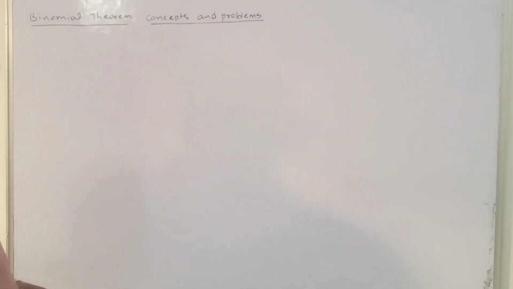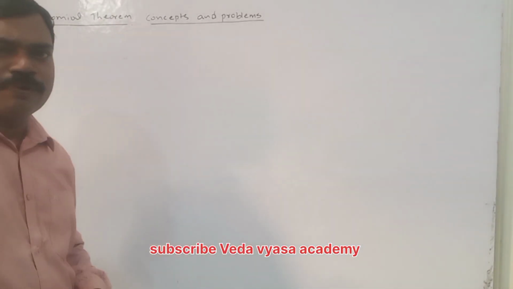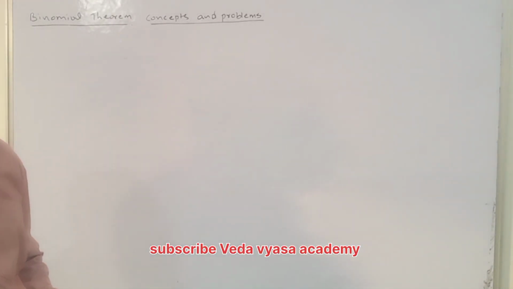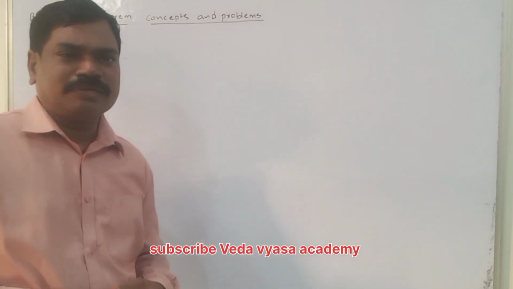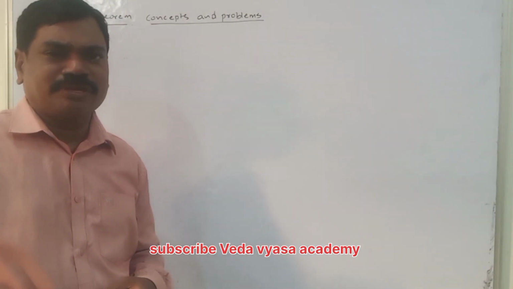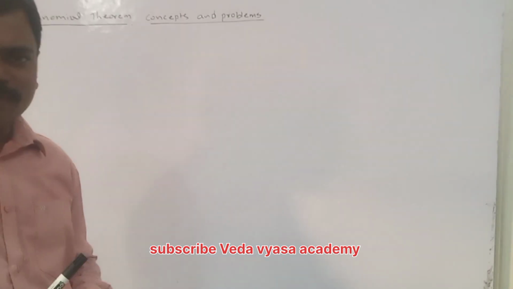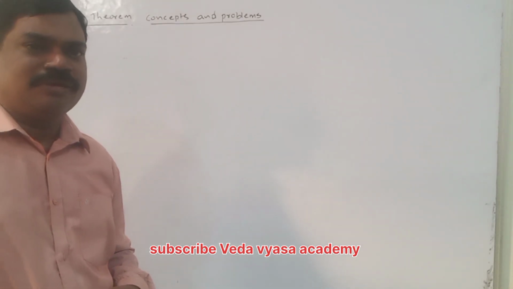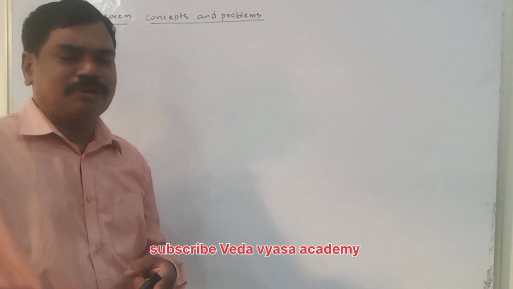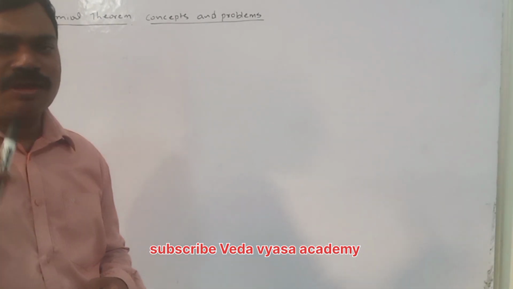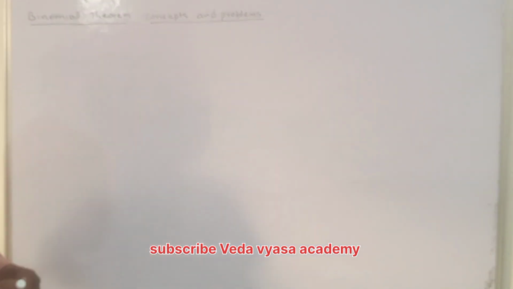Academy. We are discussing the binomial theorem. In the binomial theorem, binomial expansion is completed, properties of binomial coefficients, and the multinomial theorem, expansion and terms in the multinomial theorem, we completed. Now we are discussing the middle term in the binomial theorem.